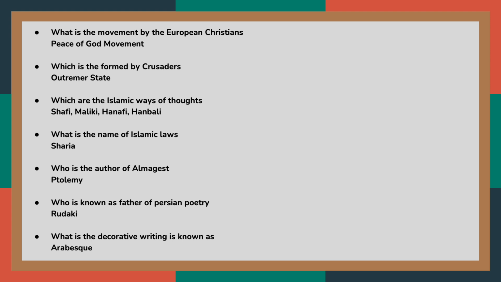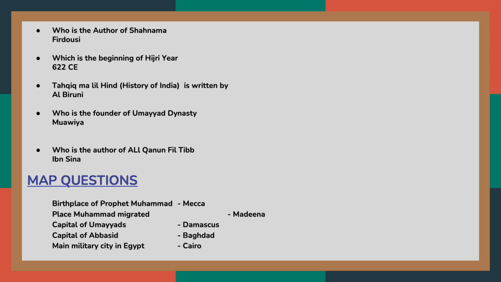Who is the author of Almagest? That is Ptolemy. And Rudaki is the founder of Persian poetry. The decorative writing is called calligraphy. Firdausi is the author of Shahnama. 622 is considered the beginning of the Hijri year. Tahqiq ma lil-Hind, History of India, is written by Al-Biruni.